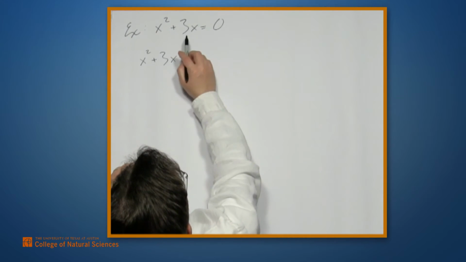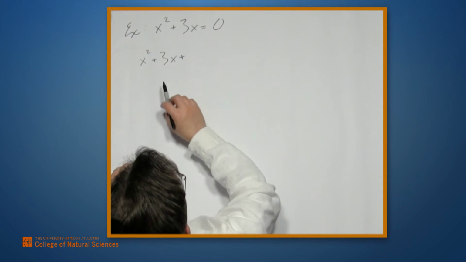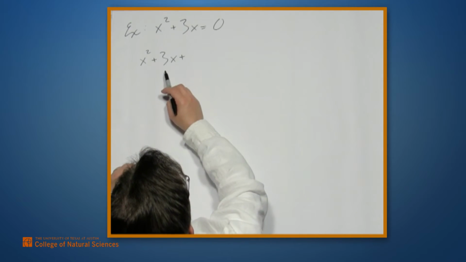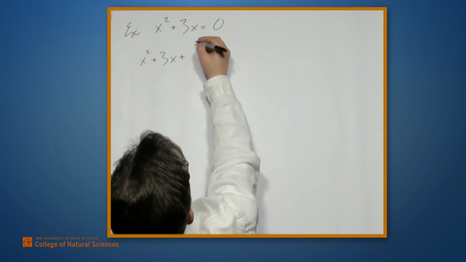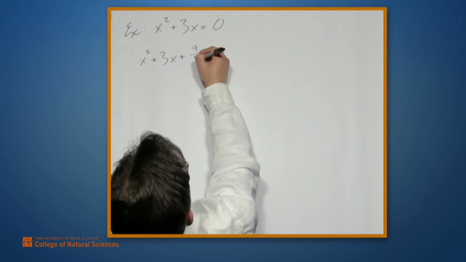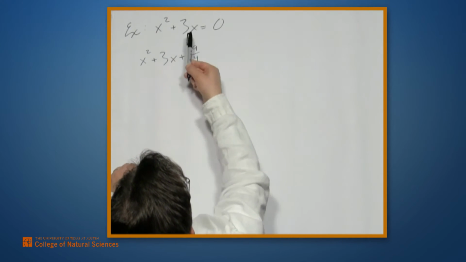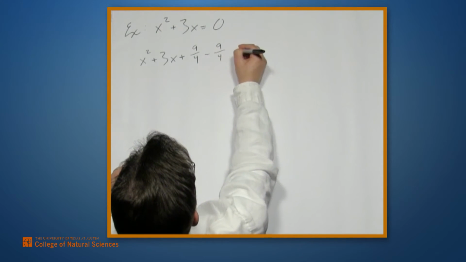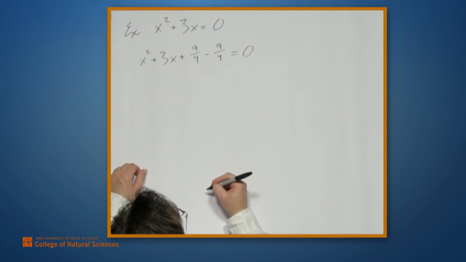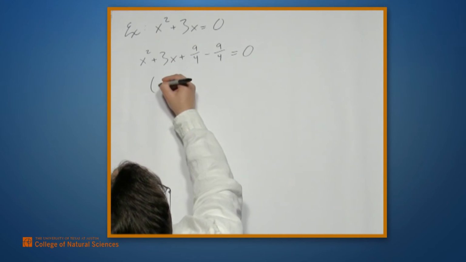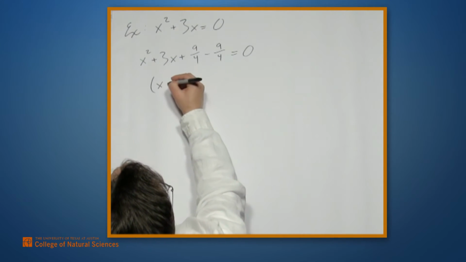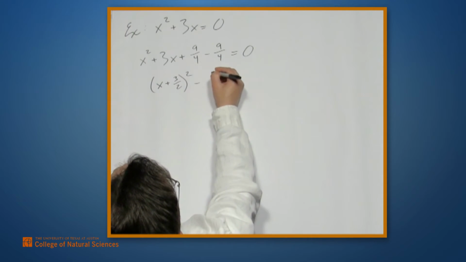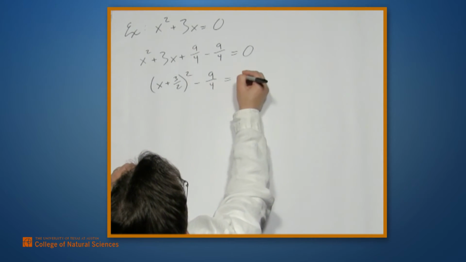And remember, we took this coefficient and divided it by 2. So a is 3/2. A squared is (3/2) squared, which is 9/4. But again, we don't want to change the original expression, so if we add 9/4, we better subtract 9/4. And all of that equals 0. We'll factor this first part. This first part becomes (x plus 3/2) squared minus 9/4 equals 0.